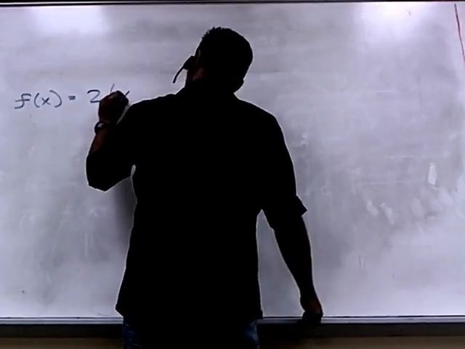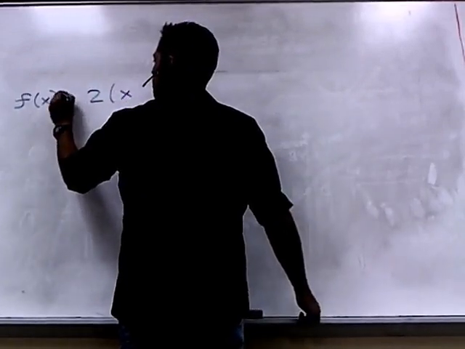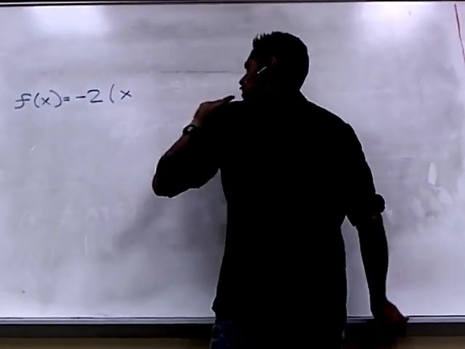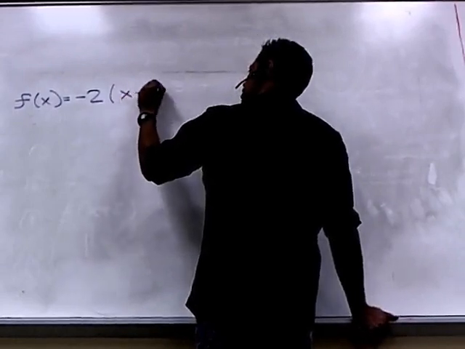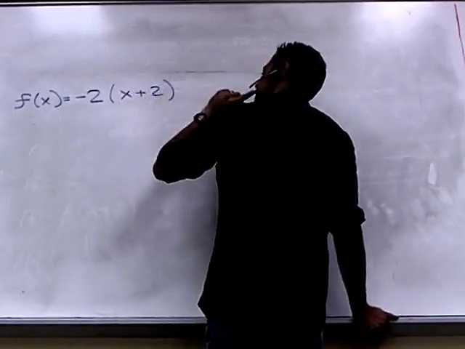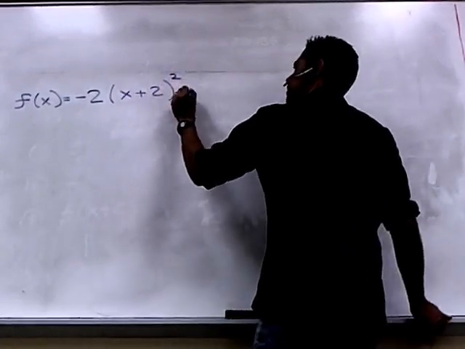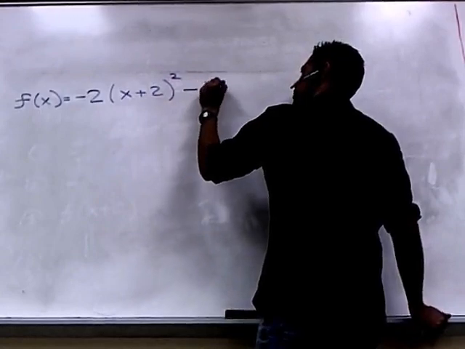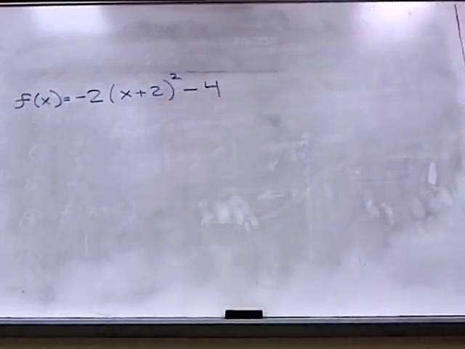Yeah. X. Well, you know what? Let's put a -2 out there just for fun. -2 x plus 2 squared minus 4. So what's your toolbox function?